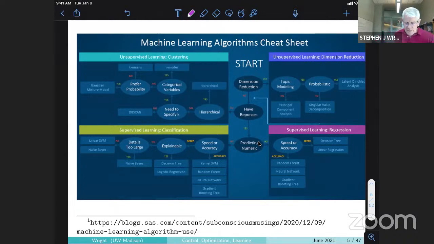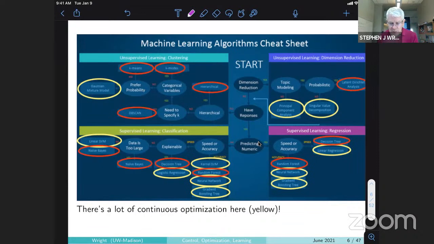So here's something I found on the web about 3 years ago, but I checked a couple of weeks ago and it was still there. This is this company called SAS. And they have this thing called machine learning cheat sheet. So this is for people who are coming in with some sort of data science problem and they're not sure what kind of problem it is and what kind of algorithm they need to solve it. So when I was writing a talk, actually for a talk in Braunschweig 3 years ago, I found this and I looked at it and I realized that an awful lot of the algorithms that they talk about here are actually optimization methods. So all the ones in yellow ovals are basically optimization approaches.